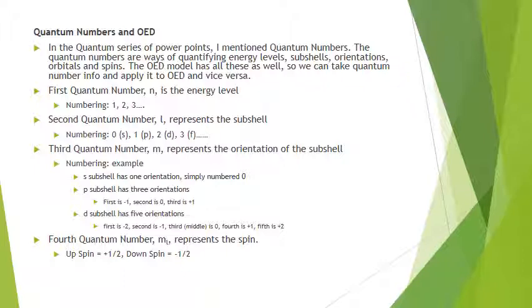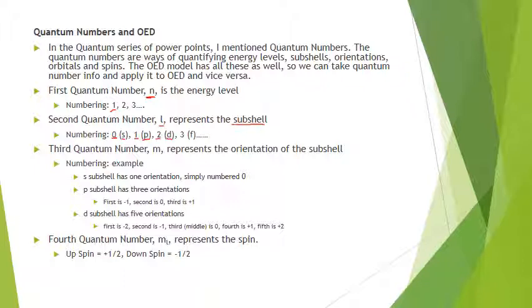The first quantum number is called the principal quantum number, and it gives me the energy level. It's labeled with the letter N, and it's numbered 1, 2, 3, 4, 5, 6, etc. So energy level 1 would have a quantum number of 1. The second quantum number is called L, and it represents basically the subshell. The numbering's a little different, but it still goes up by ones. If you have an S subshell, it has a 0. If it's a P subshell, it's given a value of 1. If it's a D subshell, it's given a value of 2, and so forth.